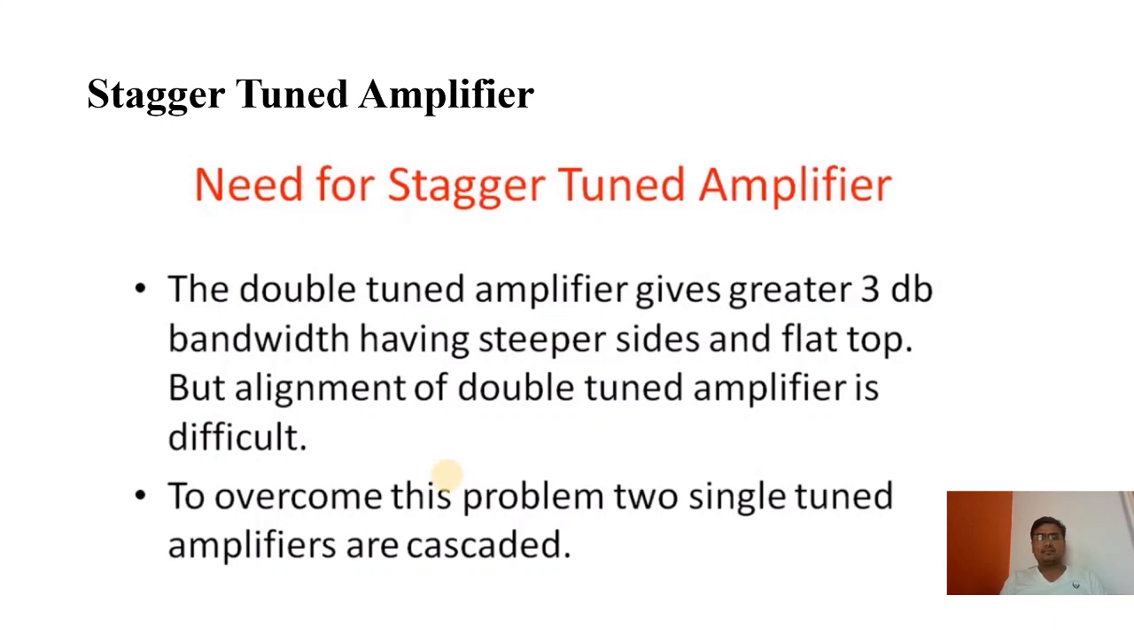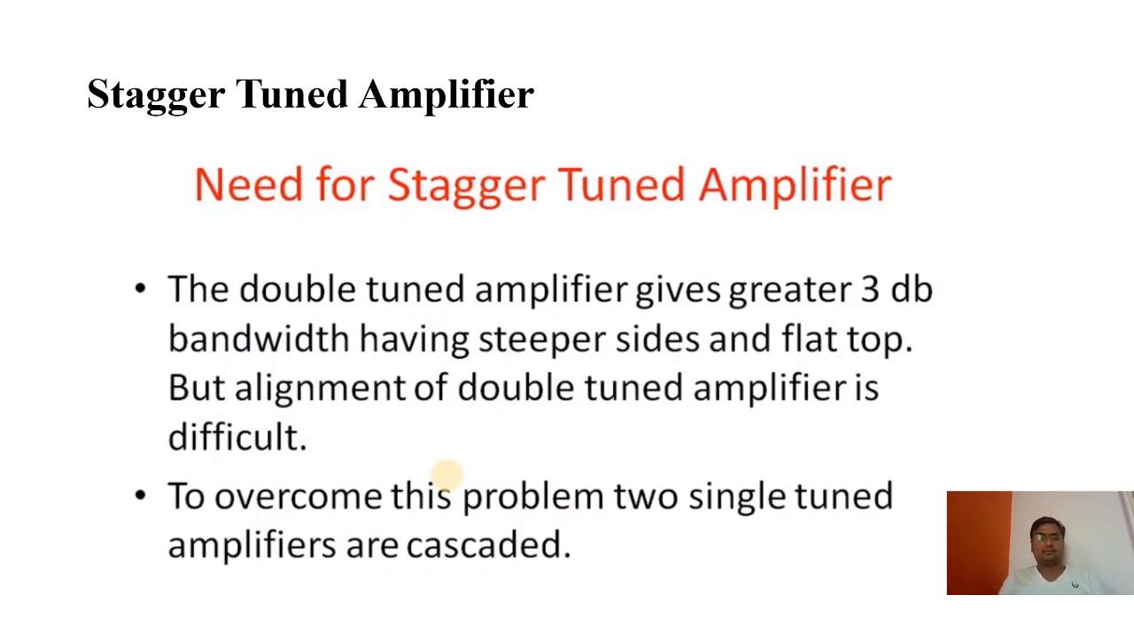See, the first line that I'm writing is: the double tuned amplifier gives greater 3 dB bandwidth, having steeper sides and flat top. Yes, it is okay, and we have already discussed that. We know it perfectly. But there is an issue of alignment. If I'm using two different tank circuits, then obviously there will be an issue of alignment of these two tuned circuits, and that will definitely be there.